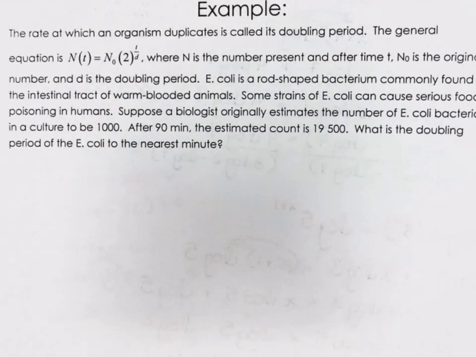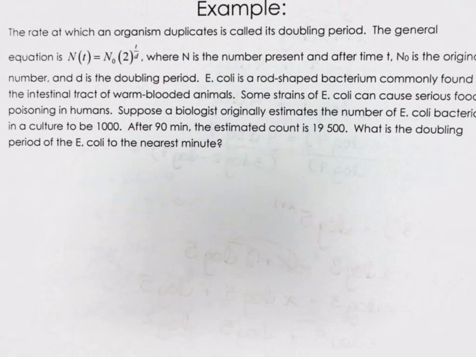Okay, let's do the second example first. The rate at which an organism duplicates is called its doubling period, and given by this equation, where n is the number present after time t, and the n initial is the original number of organisms that we started with, and d is the doubling period.